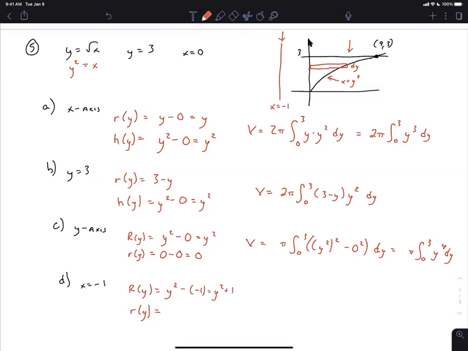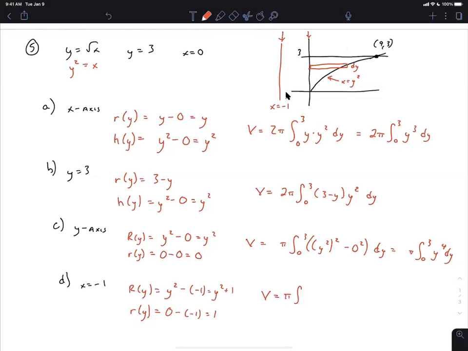And then small r is the distance from the closer end of the rectangle to the line. Well, the closer end of the rectangle is here. And so then the right X is now 0. The left X is -1. So it's 0 minus -1, which is then 1.